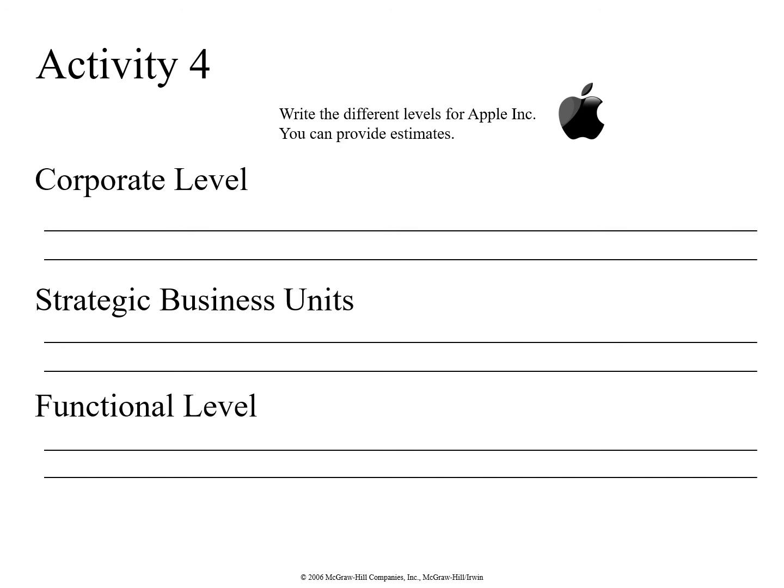Now, you do not have to provide the accurate picture of it. You can just provide estimates. That means you can just provide a best guess, an educated guess, so you basically don't have to Google stuff. You can just provide an estimate of what you think these levels should be. So pause the video here, do this activity, and then come back.